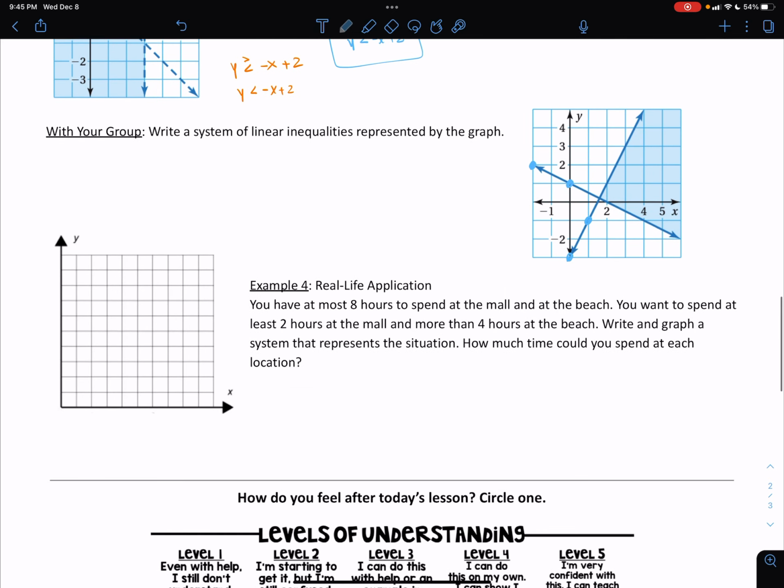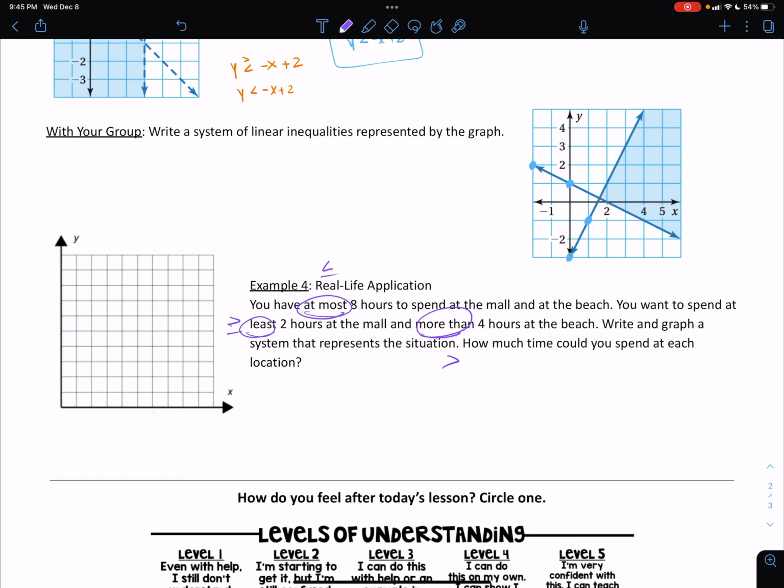All right, last but not least, the word problem. You have at most, which is less than or equal to, 8 hours to spend at the mall and at the beach. You want to spend at least, which is greater than or equal to, 2 hours at the mall and more, which is just greater than, 4 hours at the beach. Write and graph a system that represents the situation. How much time could you spend at each location?